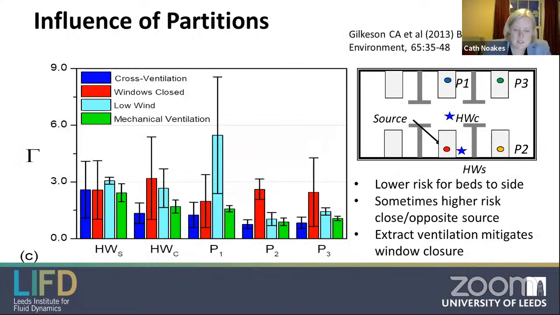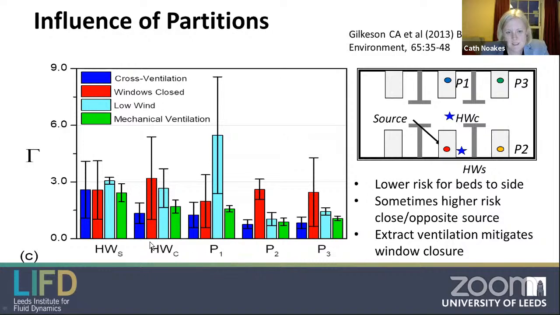What's quite interesting with this study is we also looked at the effect of partitions, and I know partitions are something that we've been considering quite carefully for coronavirus, mostly for large droplets. But this is showing what would happen for partitions in the case of aerosols, and we've put partitions between the beds with the same scenarios. And what you see in here, it's a bit more of a complex picture. Ignore the one which says low wind, because that was a more complex setting.